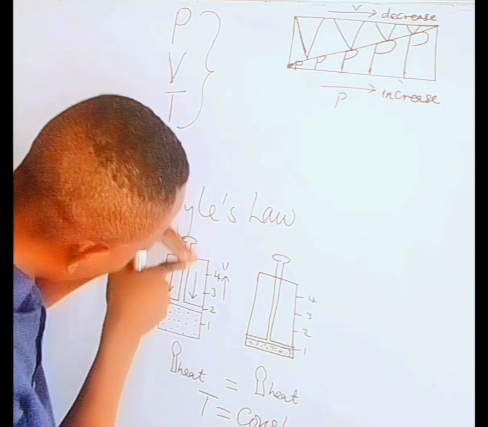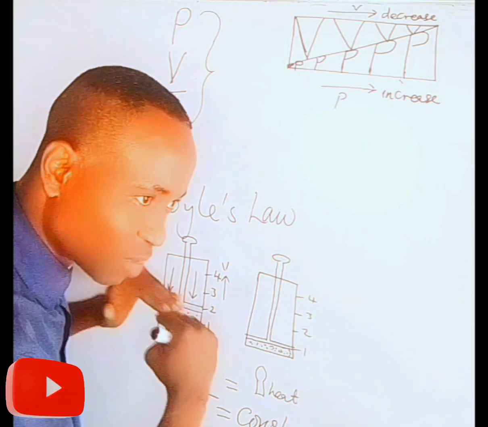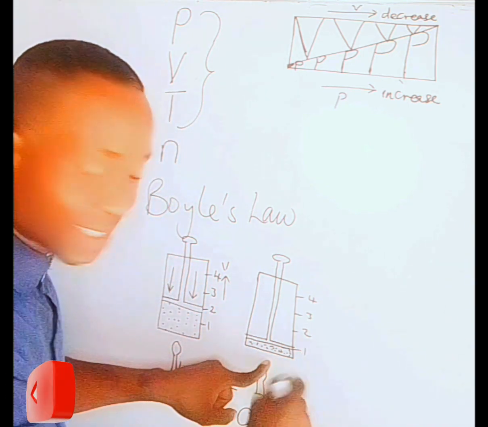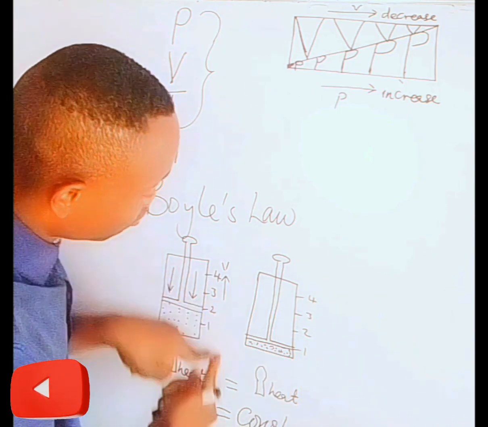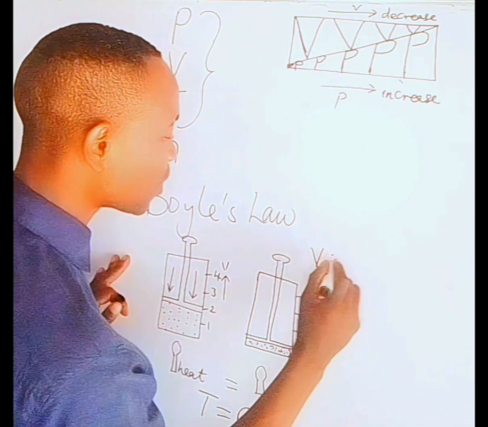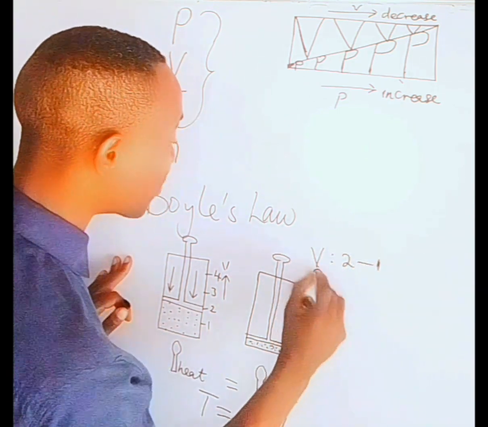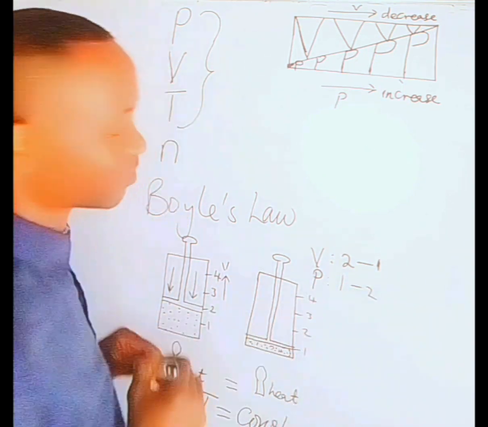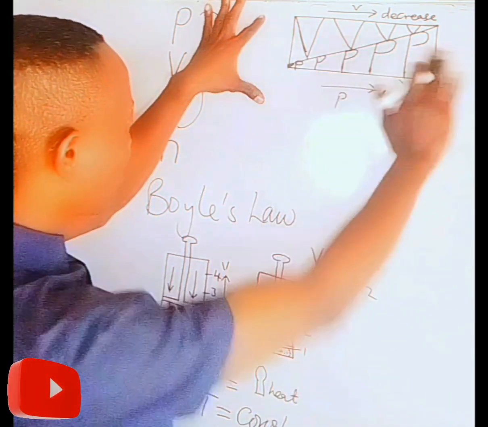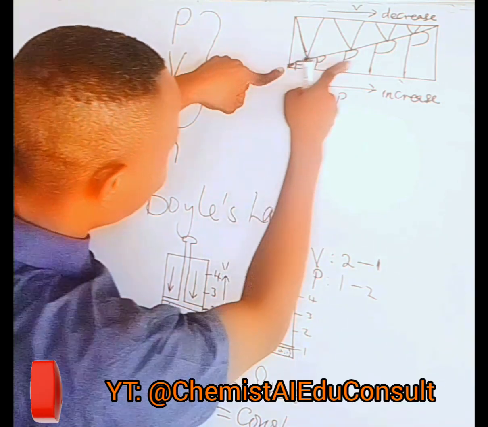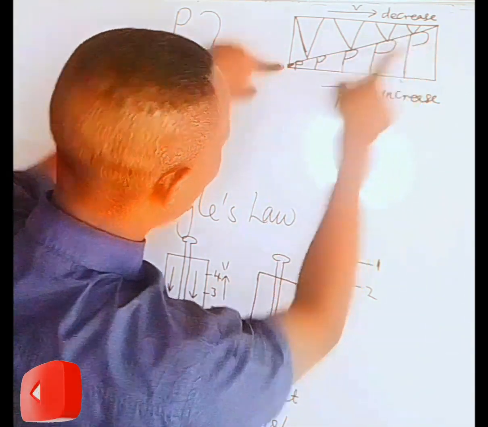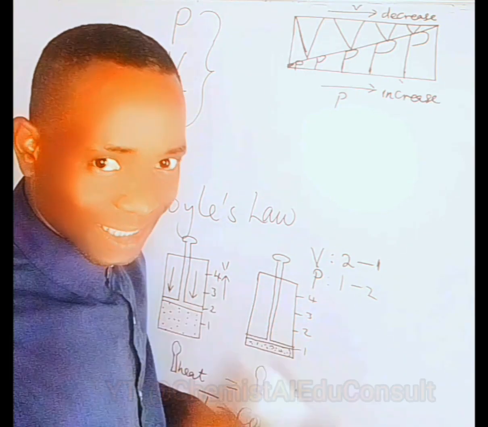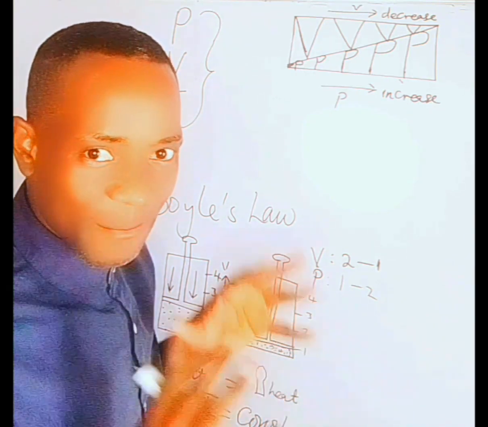When you try to press this gas, you are increasing pressure. And when you do that, what you get is a reduced volume from 2 to 1. So volume reduces from 2 to 1, while pressure increases, let's say from 1 to 2. And if you look at this, this is exactly what happens. When you try to press a gas, you are increasing the pressure. The volume occupied by the gas will automatically decrease at the same magnitude.